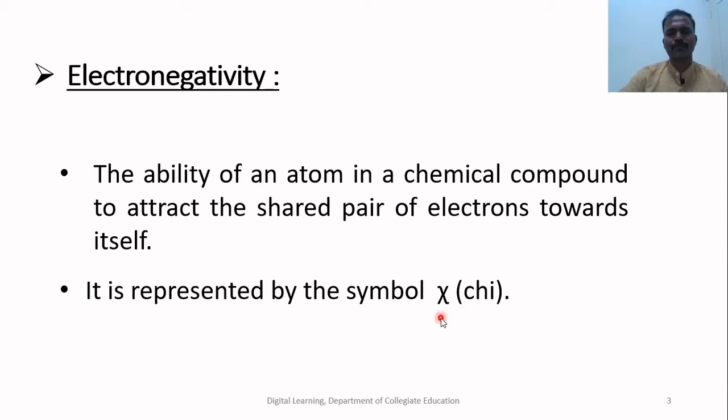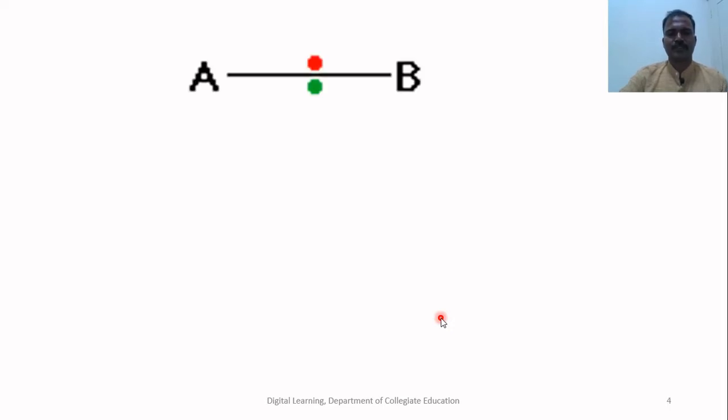Electronegativity is one of the important properties of an element which decides the nature of a chemical bond formed between any two atoms. This concept can be better understood by considering a few examples. Let me take this example. Here, a covalent bond is formed between two atoms A and B.